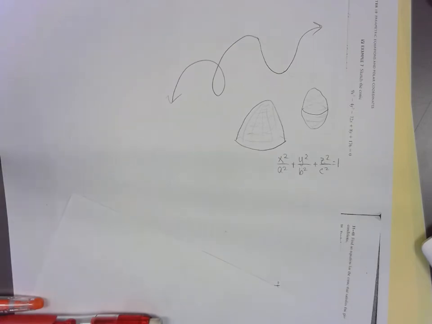So the X and Y are going to make an ellipse, and since the Z is not there, Z can be anything. So we'll have our ellipse, and it can go up and down forever. There's no restriction on Z. Since Z is not part of the equation, Z can be anything. So that's up and down forever. So that's got to be this one right here, because that's an ellipse that goes up and down forever.